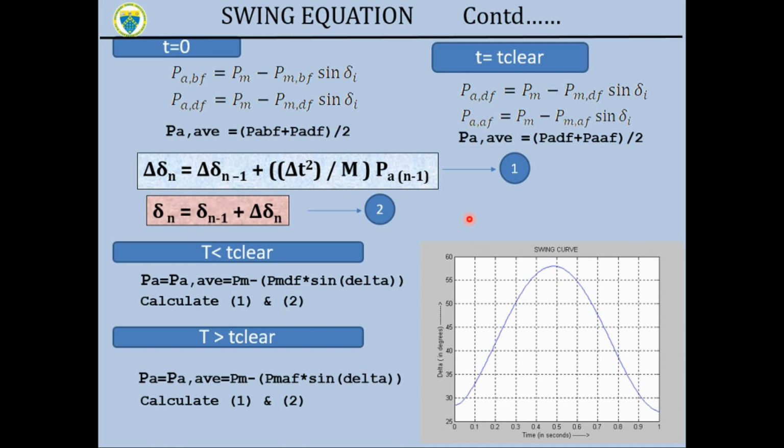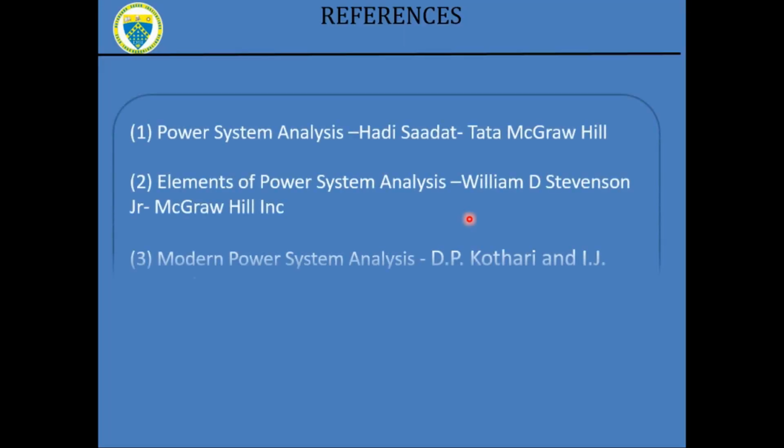These are the things I have explained through these references: Power System Analysis by Hadi Saadat, Elements of Power System Analysis by Stevenson, and Modern Power System Analysis by D.P. Kothari and Nagrath. So these are the three references. You can refer to these books for more theory. However, program-wise, you can write the logic I have explained. Based on that, you write the program.